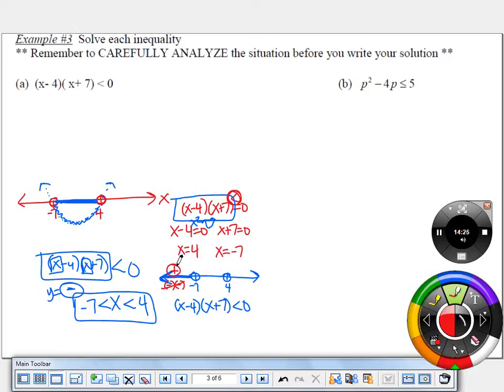Okay? Now think about plugging a number in between negative 7 and 4. Maybe something like 0. Okay? That would make a negative times a positive, and overall that would make negative. So again, I'm thinking about plugging those numbers in here for x. Okay? Now think about plugging a number that is bigger than 4. When I plug in a number that is bigger than 4, if I plug that into the x minus 4, I would get a positive. If I plug it into the x plus 7, I'll get a positive. And overall, that will be positive. Okay?